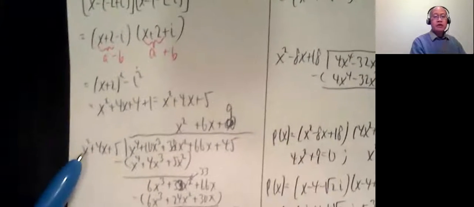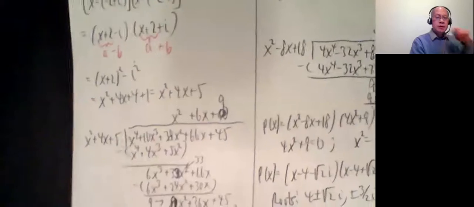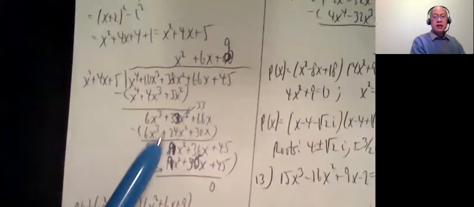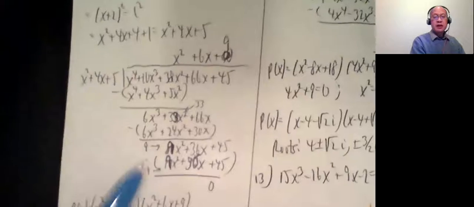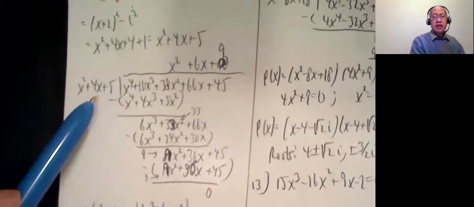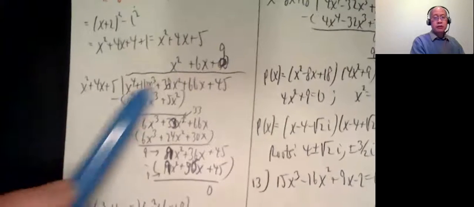Okay, so I can divide out x squared plus 4x plus 5 from the original polynomial. And here it is. That's supposed to be a 9. I messed up. That's 9. That's a 33. That's a 9. Okay, so long division. Remember, you cannot do synthetic division unless you have linear factors. This is not linear. It's quadratic. So we have to do long division.